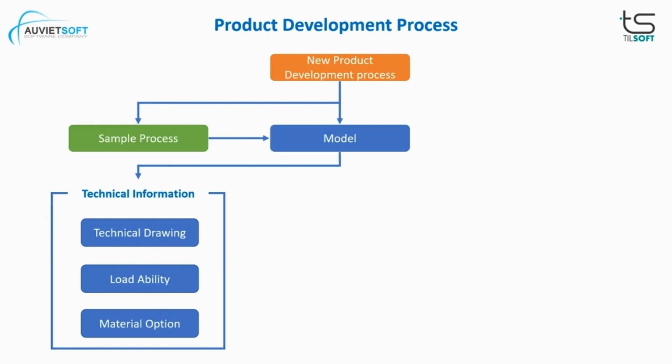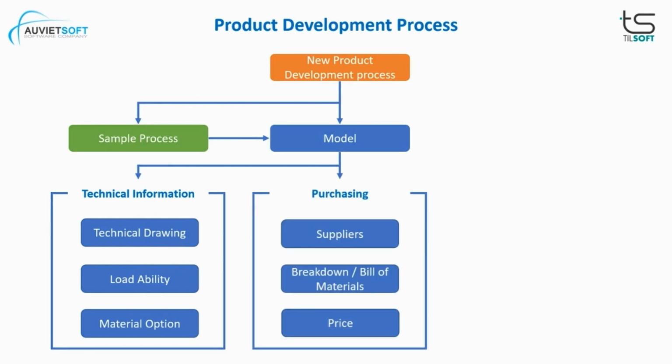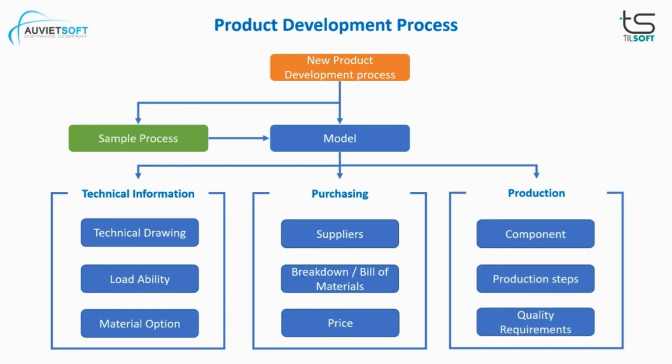For the purchasing team, they focus on the favorite suppliers. A breakdown, or deeper detail, is the bill of material. Then target price for sales and purchasing. For the production team, they focus on the component list, production step, and quality requirement.